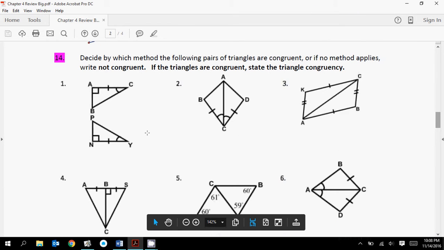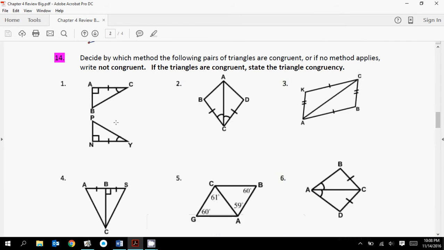So I need to look at number 1 here. Do I have shared sides? No. Do I have vertical angles? No. Do I have parallel lines? No. So that means I'm not adding anything there. If I look at 2, do I have shared sides? Yes, right in the center. Do I have vertical angles? No. Do I have parallel sides? No. So the only thing that was added was the shared side.